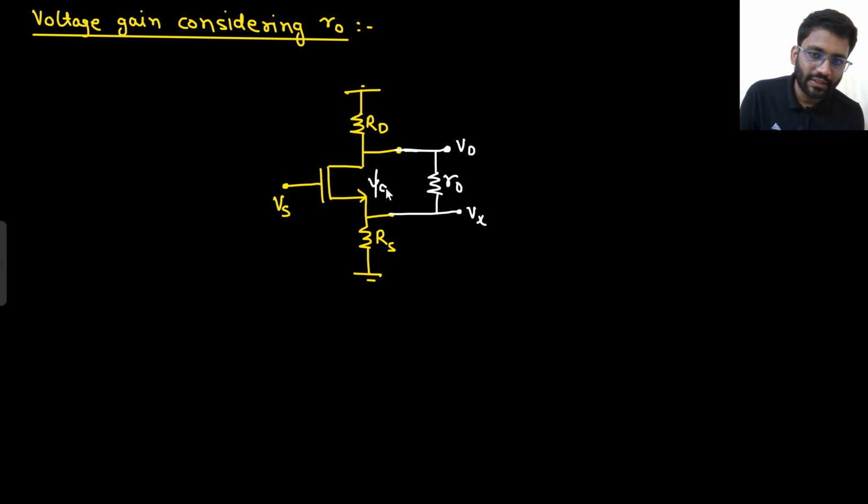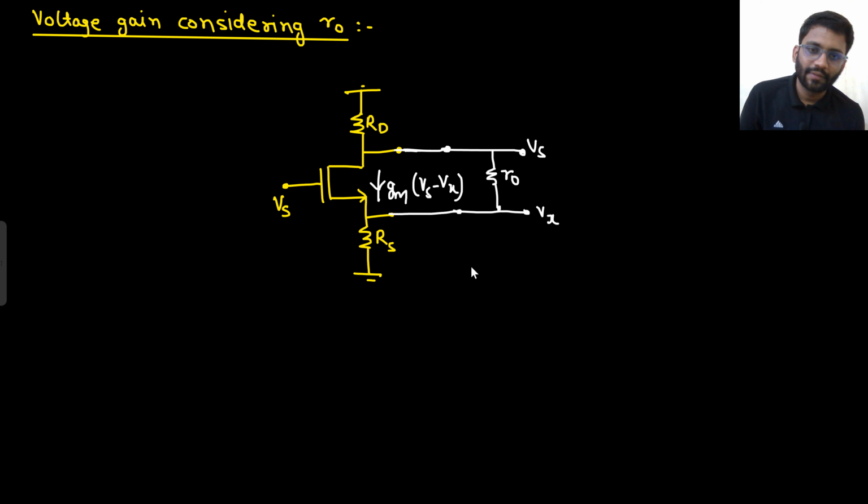First, write down the current. What is that current? That will be GM into VS minus VX. And here you are having R0. This is your VS, this is your VX. No, this is not VS, this is V0. GM VS minus VX, this is R0, this is RD, this is RS.